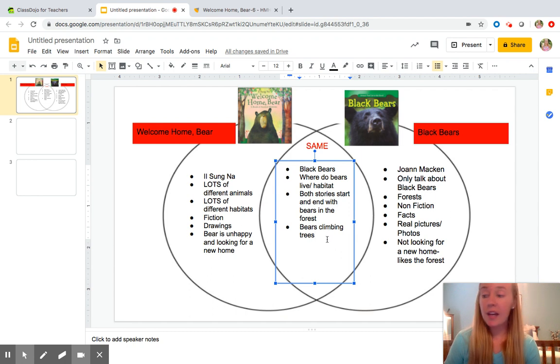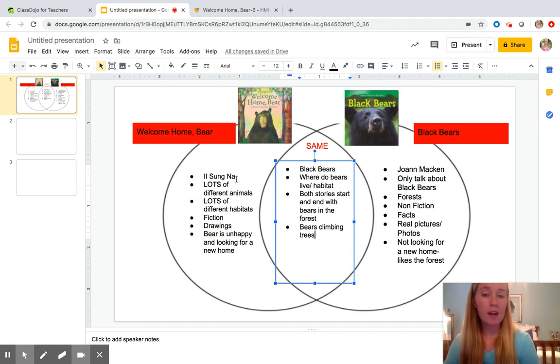All right, let's make this a little bit smaller and see what else we can come up with. We have a lot of stuff on here. We've come up with a lot already. So let's review what we're doing. This is called a Venn diagram. So on this side of the circle, we're talking about Welcome Home Bear. And on this side of the circle, we're talking about black bears. But in the middle, we're talking about how they're the same. What makes these two stories similar? So let's review what we have on everything.